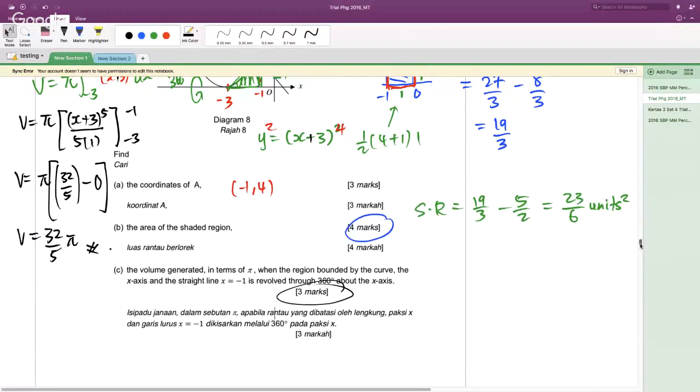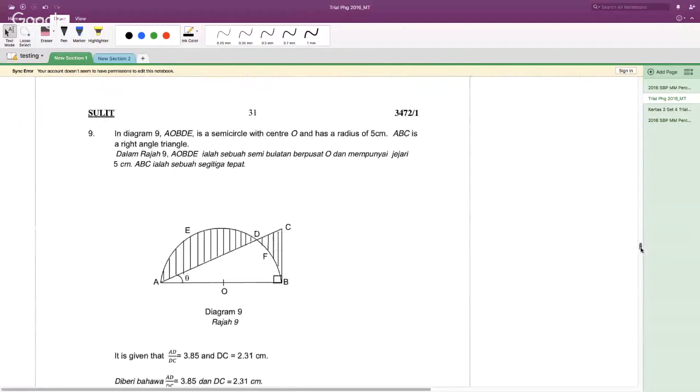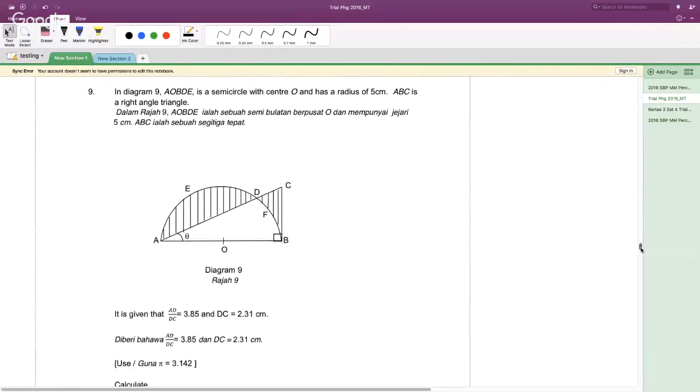Okay, let me move on to the next part. Question number 9. In diagram 9, AOBDE is a semicircle with center O and a radius of 5. So the radius is 5, very easy. ABC is a right angle triangle, obviously. There's nothing very special here, so let's move on.